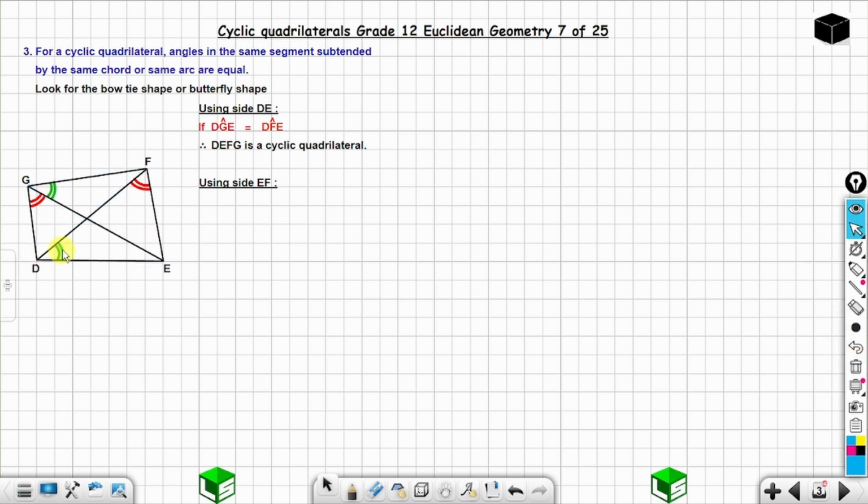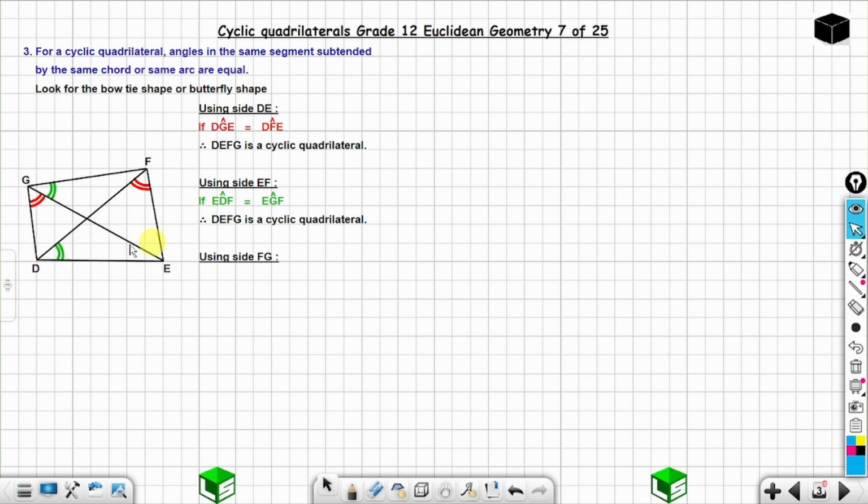If this angle is equal to this angle, if the angle EDF, this angle, is equal to EGF, this angle. If the two angles are equal, therefore, this is a cyclic quadrilateral. You can also use this side, okay? Using the side FG, you have to prove that this angle is equal to this angle.